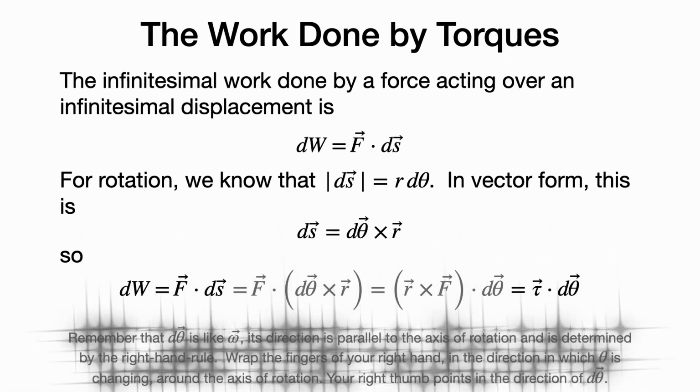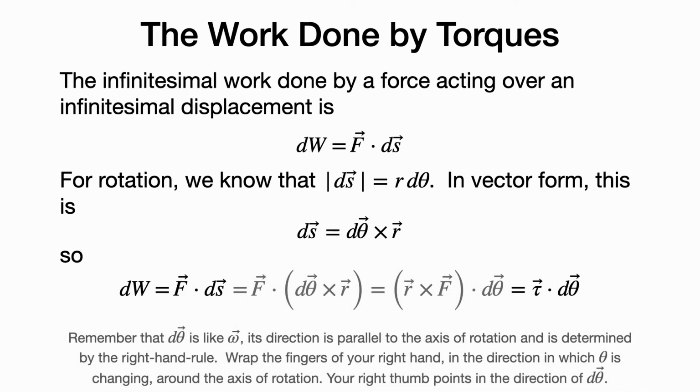Now, it's important to remember that d theta is like the angular velocity. Its direction is parallel to the axis of rotation and is determined by the right-hand rule. That is, we wrap the fingers of your right hand in the direction in which theta is changing around the axis of rotation. Your thumb then points in the direction of d theta.